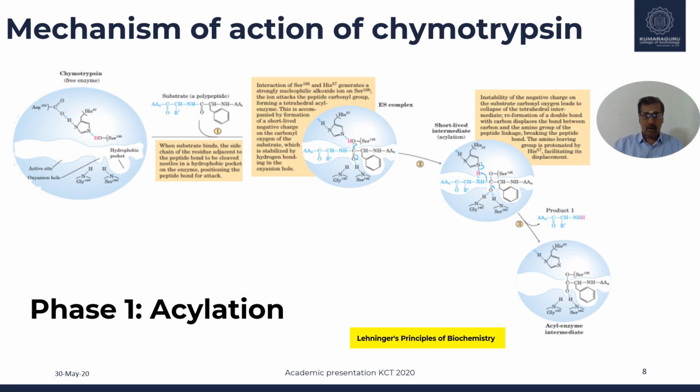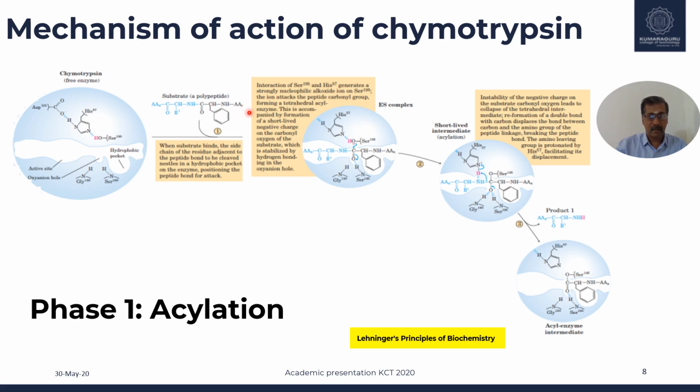Now we will go to the mechanism of action of chymotrypsin. You can see chymotrypsin, the first phase is acylation. You can see serine 195, histidine 57, aspartate 102. Three amino acids are present in chymotrypsin. These three amino acids play a major role in the catalysis, or these three amino acids are responsible for hydrolyzing the protein.